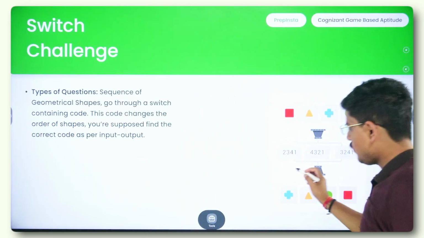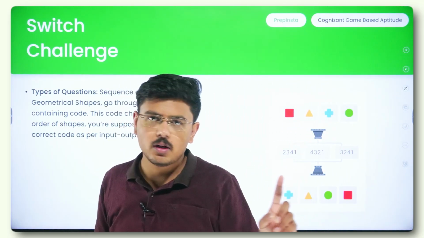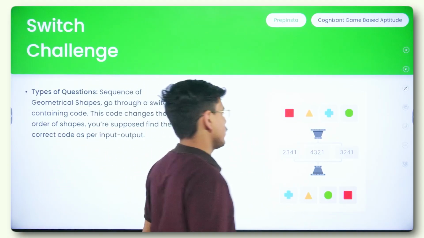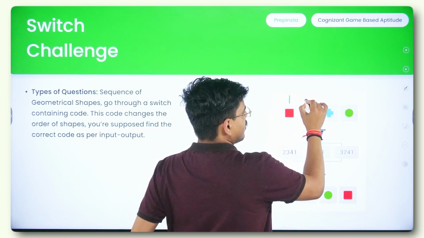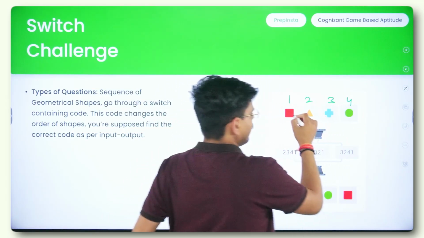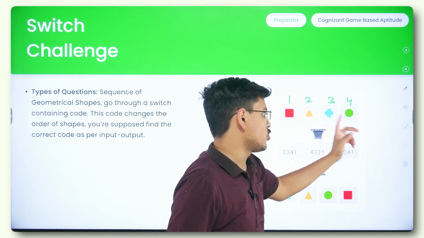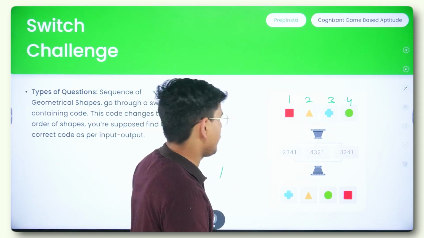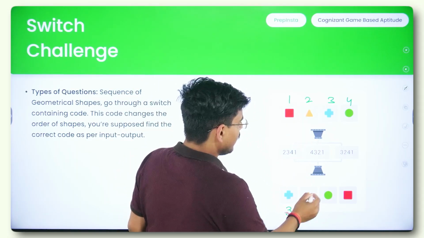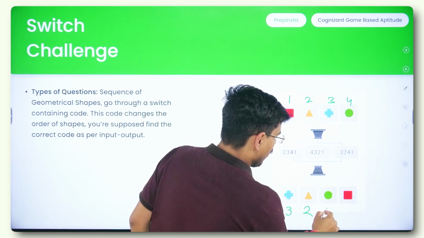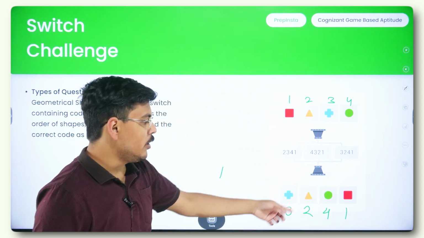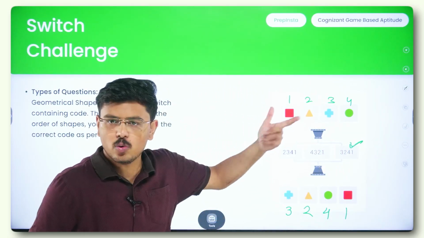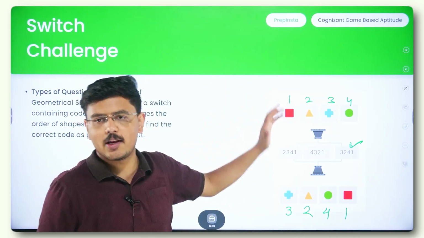So this is the code. Out of these three codes, there is one code that is being followed, and then the switch happens and the output is produced. So what do you do to check that? Very simple. You mark the numbers on these inputs. This shape is 1, this shape is 2, this shape is 3, this shape is 4. If I correspondingly mark these numbers here, this is 3, this is 2, this is 4, and this is 1. So do I have 3, 2, 4, 1 anywhere here? Yes, I have. So this is the correct code that is being used to switch. You get it? That's how the switch challenge works.